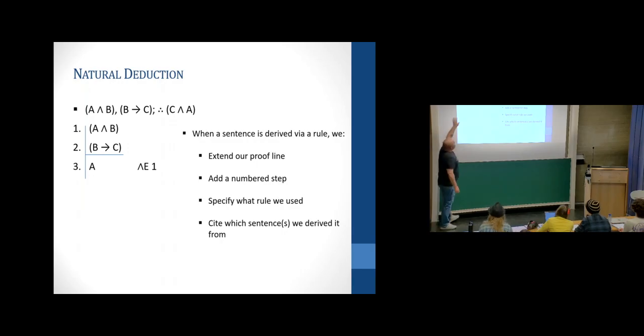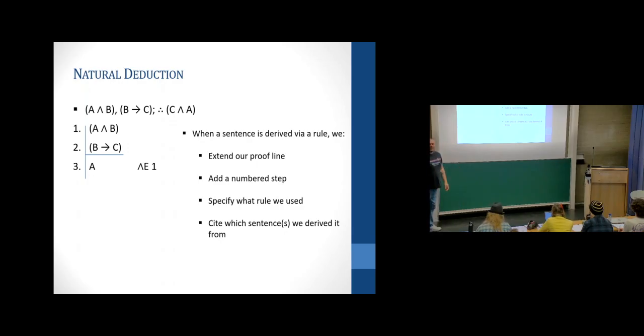For each sentence that we derive via a rule, we write it down, we number it, we list the rule that we used. And this is important because by listing the rule we're saying, here's how we did it. It's the roadmap. And we also list what sentences we used. For conjunction elimination, you only need the conjunction, because you're breaking it in half and taking one of the conjuncts.